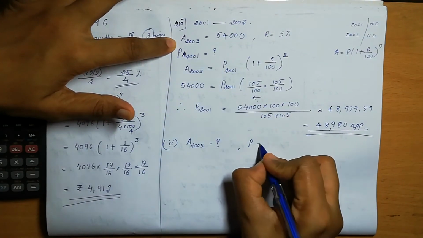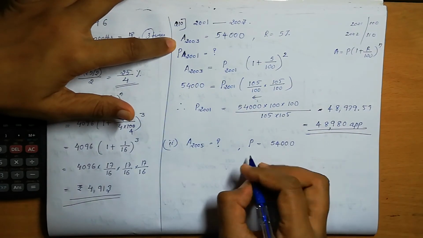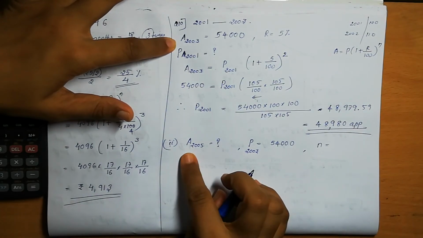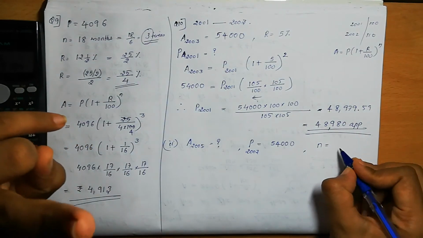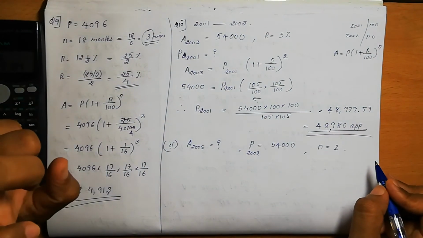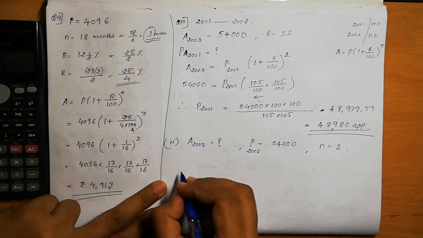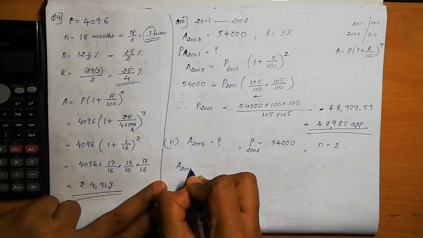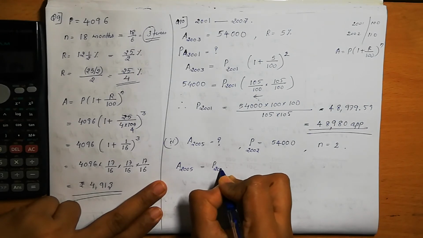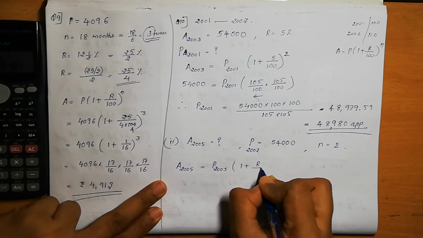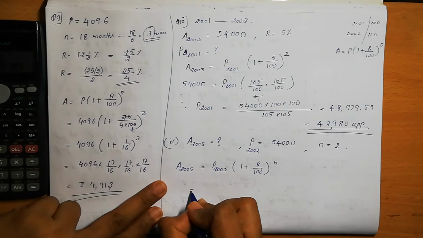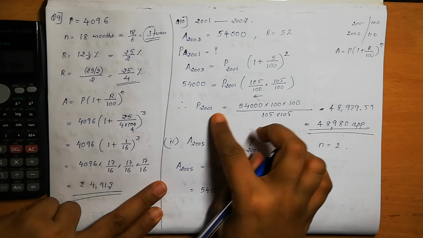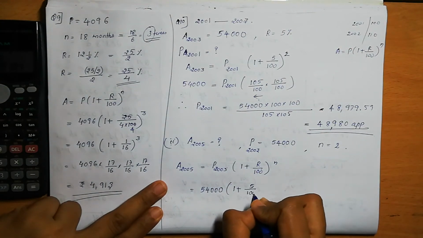So the principal here I am taking as 54,000. What is the year? 2003. So how much is the value of n? 2003 to 2005, that means 4, 5. So we can take the n value as 2 only, right? What we are going to find is the population in 2005 only, right? So we can find the population in 2005. That means the same formula: A 2005 is equal to P 2003 into 1 plus R by 100 raised to n. So P 2003 is 54,000 into 1 plus rate, how much? 5, 5 by 100 raised to n.